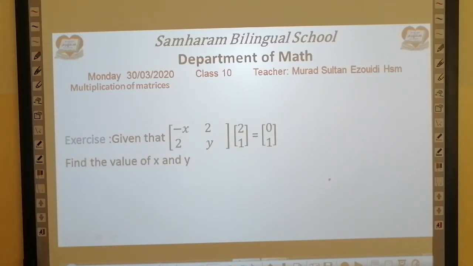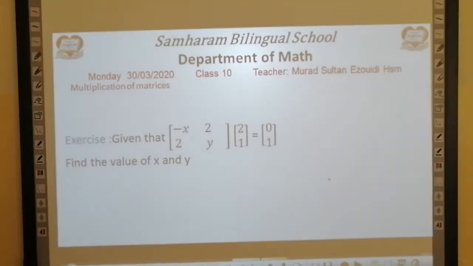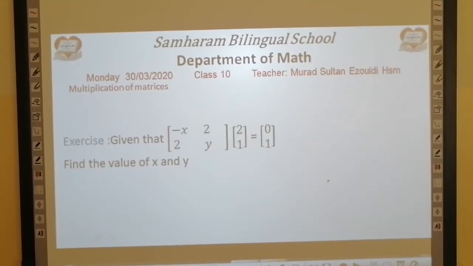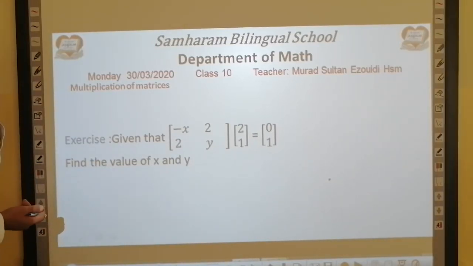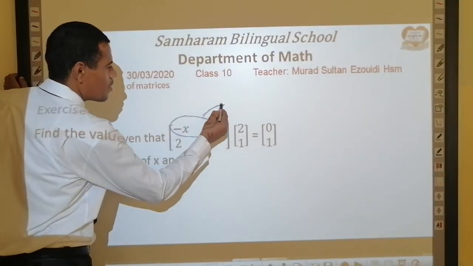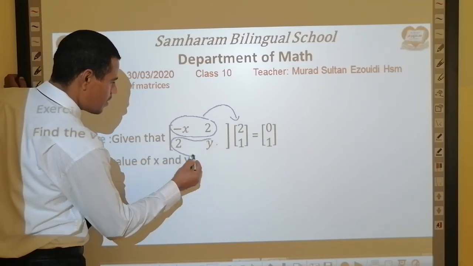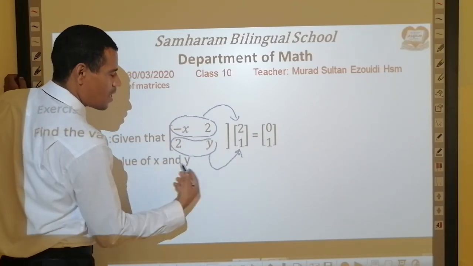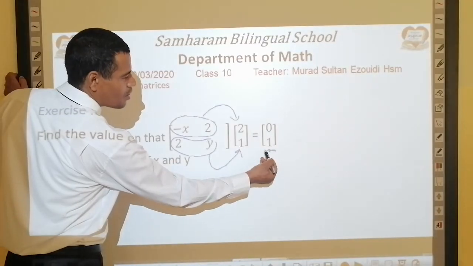The next example. We are given that a square matrix with entries negative x, 2, 2, y is multiplied by the matrix of order 2 by 1, and the result equals 0, 1. Find the real values. I will multiply this by this one, then multiply the second row by this, then after calculating and simplifying, I will make it equal to this matrix.